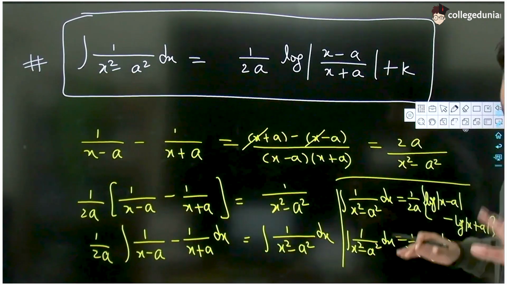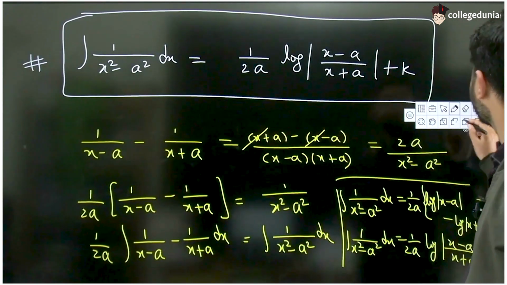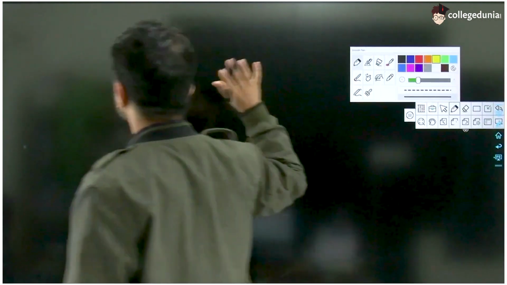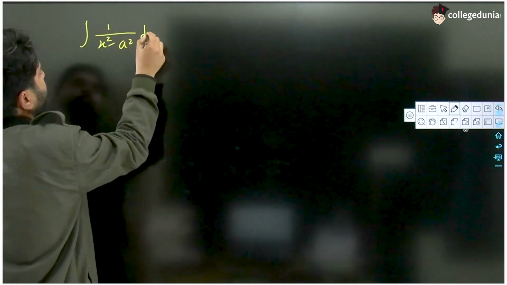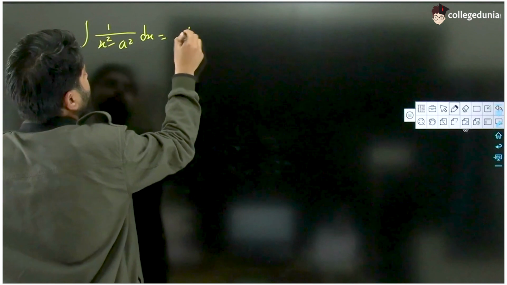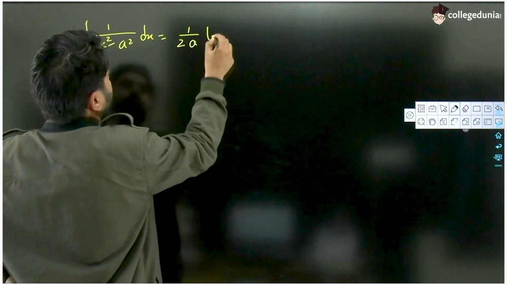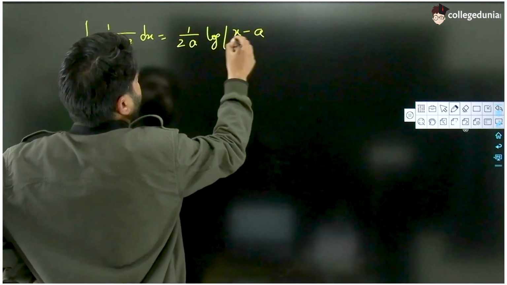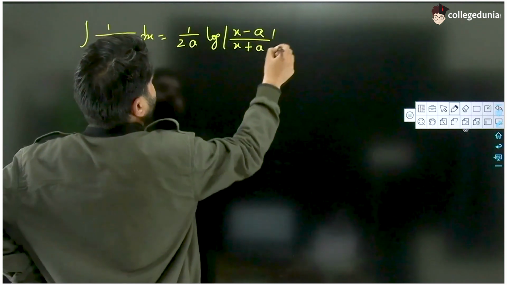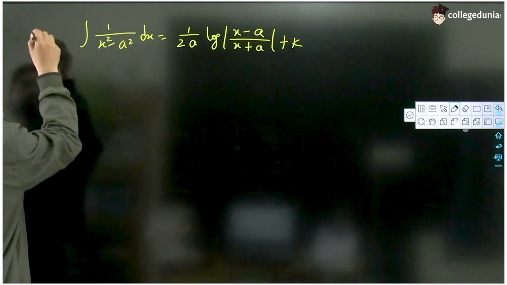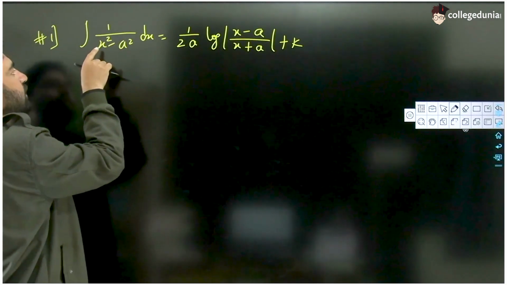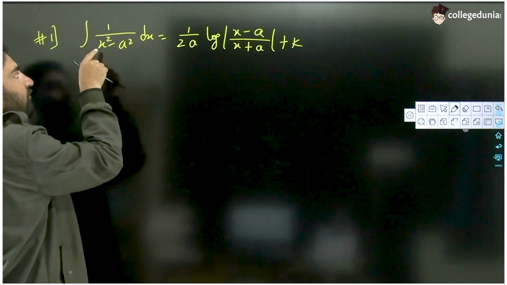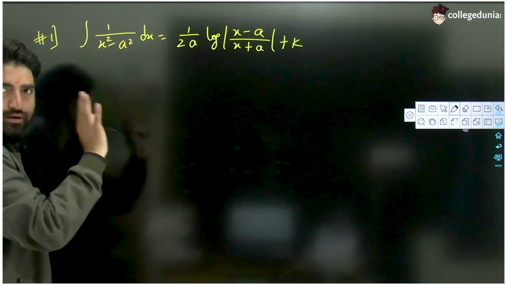Just like this, there are 5 more formulas that you need to learn. So there are total 6 formulas that you need to learn. The first one is 1 upon x square minus a square. Then the integration is 1 upon 2a log of x minus a upon x plus a. In this first identity, you can see that in denominator we have variable square minus constant square.